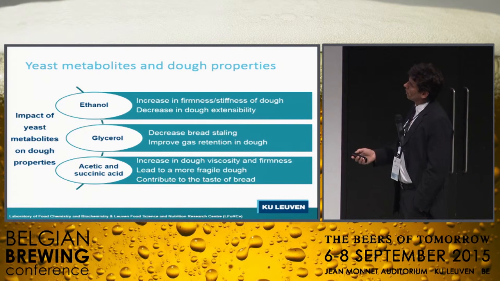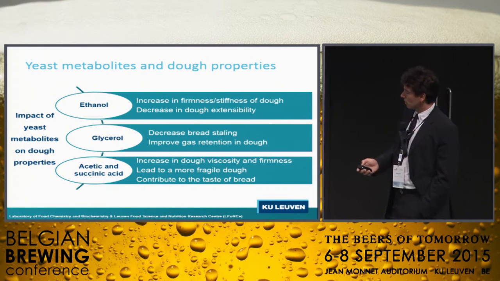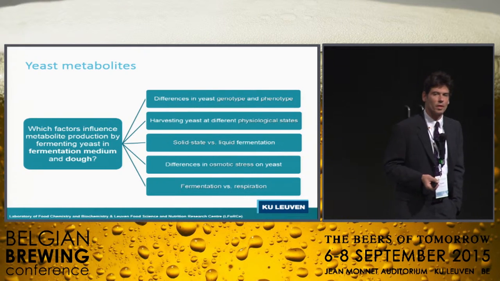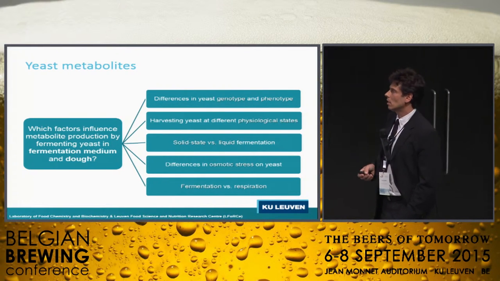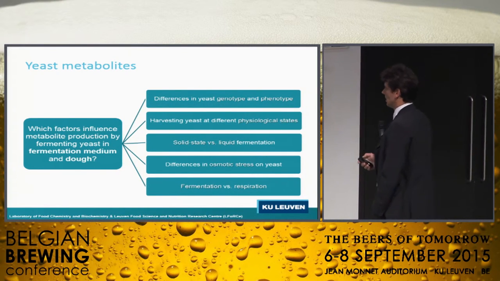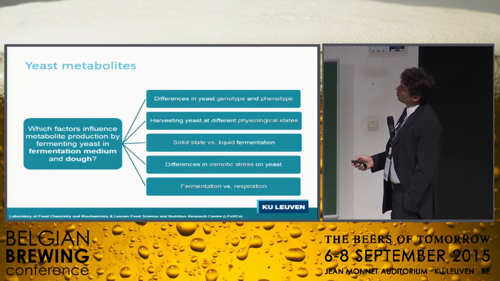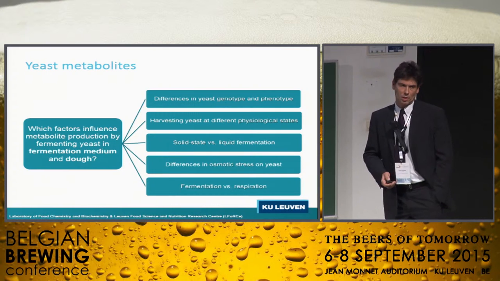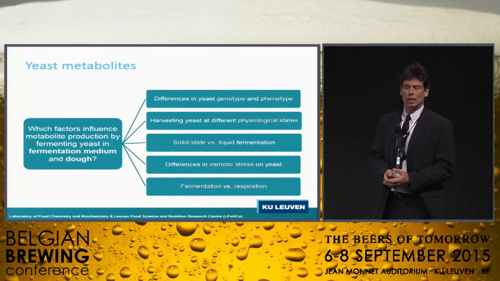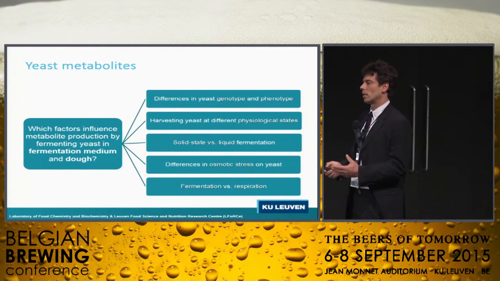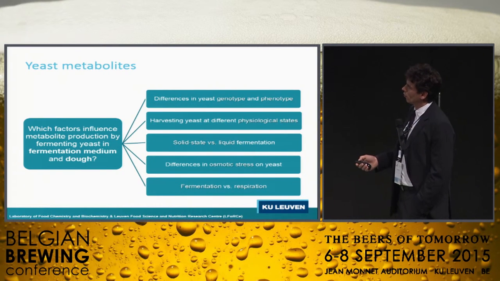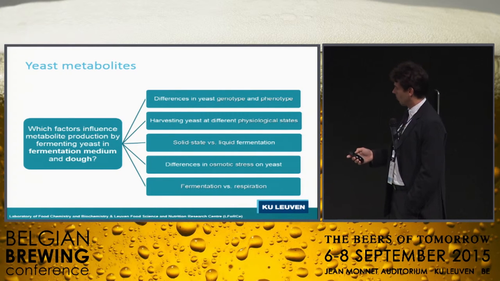So we looked at ethanol, we looked at glycerol, acetic acid, succinic acid, and of course we said to ourselves, okay, how can we now try to modify the metabolite profiles in these yeasts, looking specifically at succinic acid, acetic acid? And we said, okay, let's do this in dough, and at the same time, let's look at fermentation medium. Why? Because it would be so much nicer if we could do large-scale screenings in fermentation broth rather than having to go through a dough phase all the time. So we did, in some experiments, go through the effort of doing things again in fermentation medium.